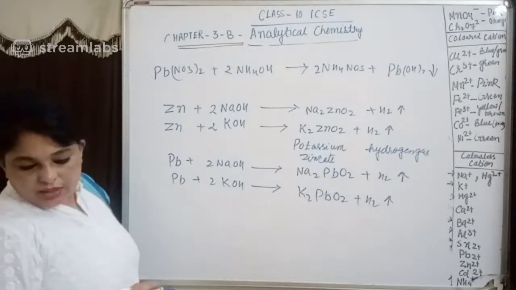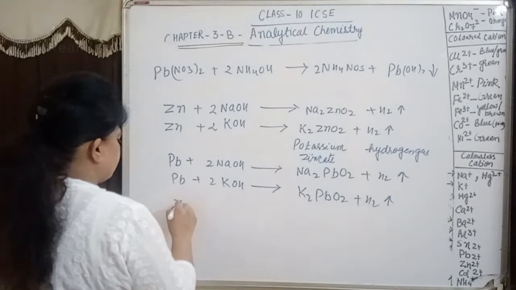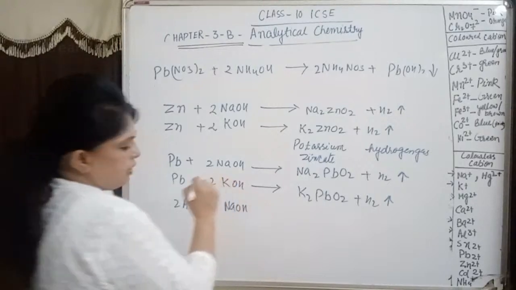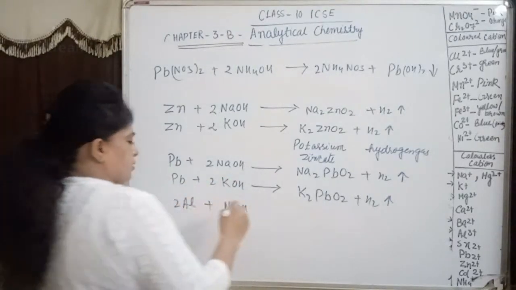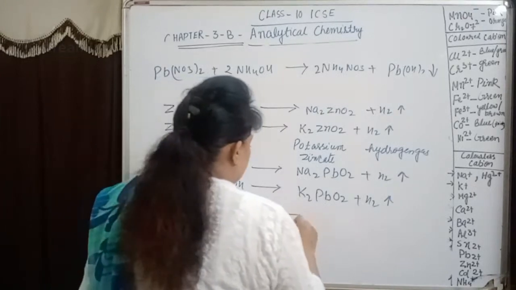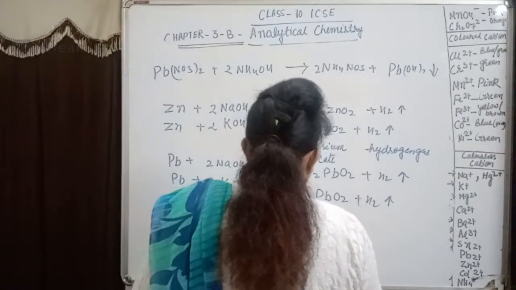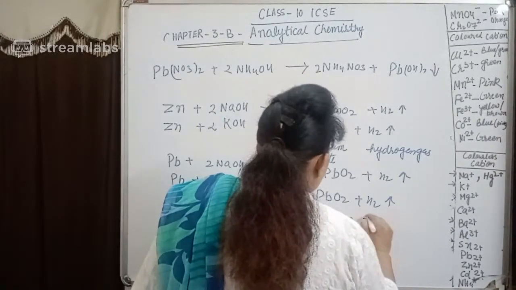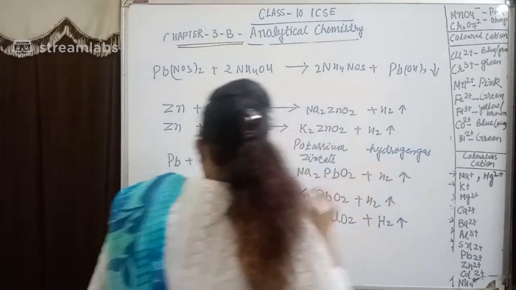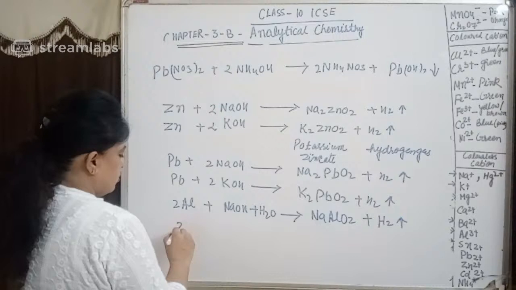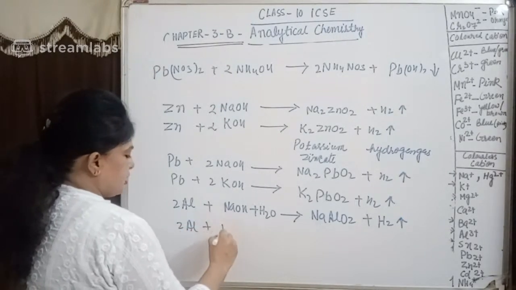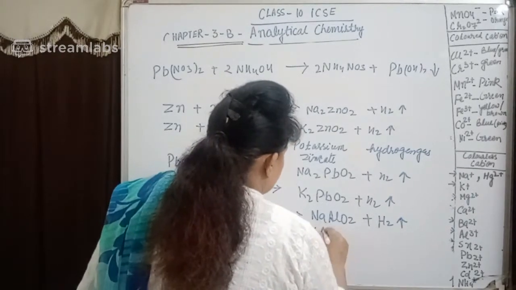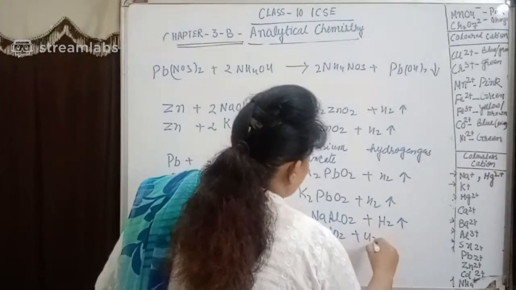So the next is aluminium. This is the last one. Al plus sodium hydroxide. Right, now in this case we need to add water. So plus H2O, then you will get NaAlO2, sodium aluminate, plus hydrogen gas, right? Then 2Al plus KOH plus H2O, we will get potassium aluminate plus hydrogen gas.